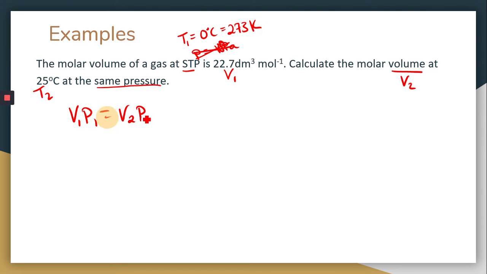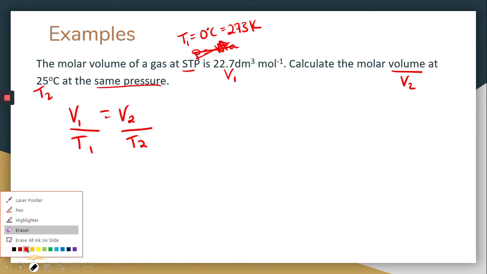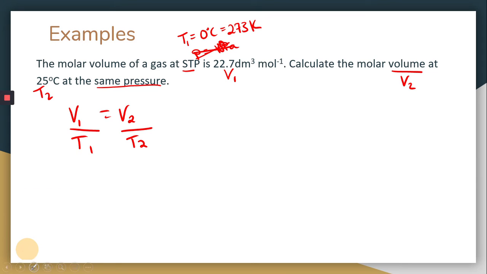P1V1 over T1 equals P2V2 over T2. Since the pressure is held constant, it's not changing, we can simply remove the pressure and we get our formula that we're going to be using. V1 over T1 equals V2 over T2. Remember though that temperature has to be in Kelvin when you do gas laws. So we're going to have to take our 25 degrees Celsius. So T2 is 25 degrees Celsius plus 273 makes that 298 Kelvin.